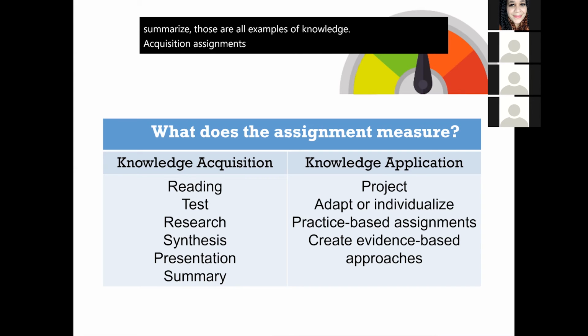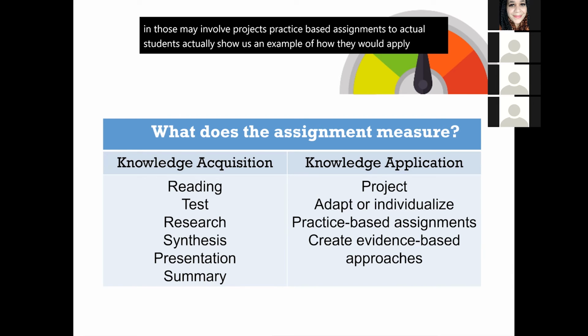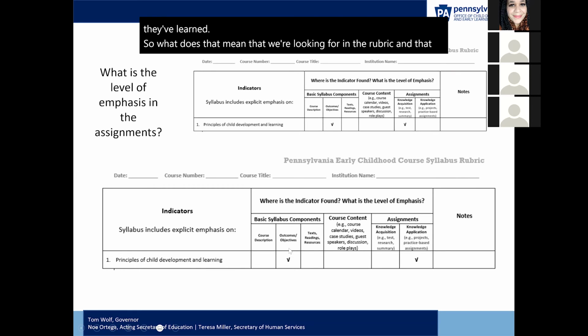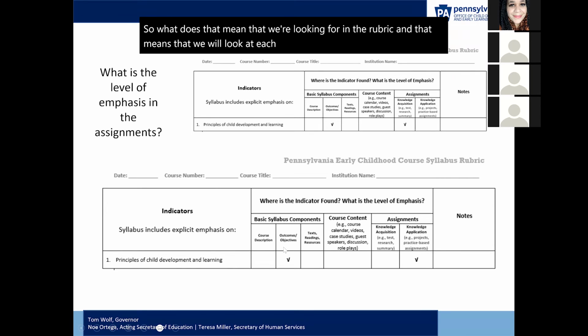They learn things. Then we also want to think about knowledge application assignments, and those may involve projects, practice-based assignments, where students actually show us an example of how they would apply what they have learned, opportunities to adapt or individualize, and evidence-based approaches that show that students can, again, apply what they've learned. So what does that mean that we're looking for in the rubric? That means that we will look at each assignment and consider whether that's an assignment at the knowledge acquisition level or at the knowledge application level.